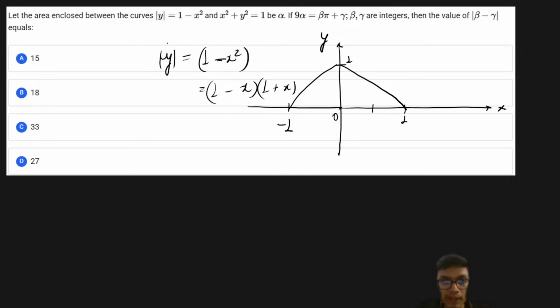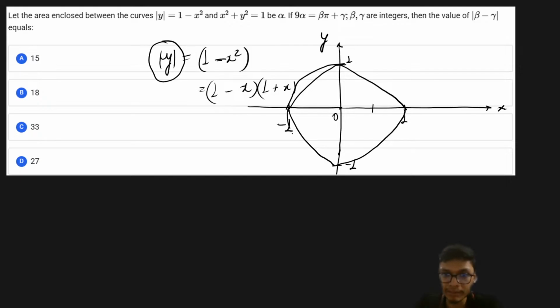Now since mod of y is provided, I will just reflect the curve about the x-axis, and therefore this curve is going to be very symmetric like this. And we have the second equation, x squared plus y squared is equal to 1, which is nothing but the equation of a circle with radius equal to 1 and center at 0, 0. It looks something like this.